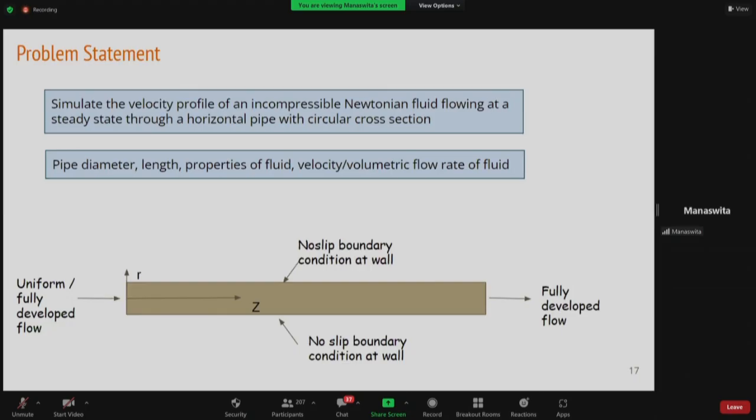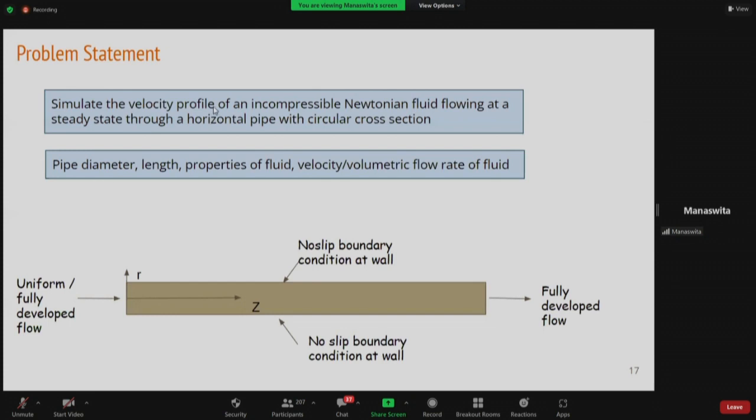Now if this is the problem statement that is given to you, what information should one know? We should know the pipe diameter, length, properties of the fluid, and velocity, or the volumetric flow rate of the fluid. Something we should know. Then properties of the fluid.